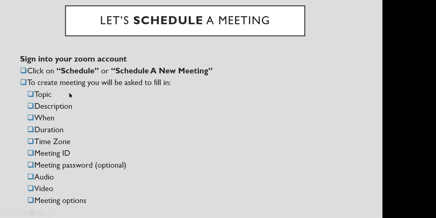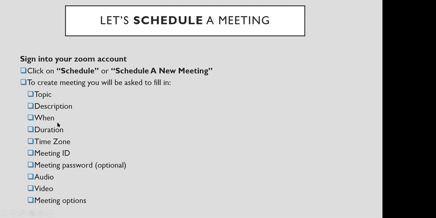And then it gives you different options that you can see here. You don't have to write something for everything, but it gives you a topic. I suggest you definitely put a topic. You could put a description. I usually don't because I already know what the meeting is about.